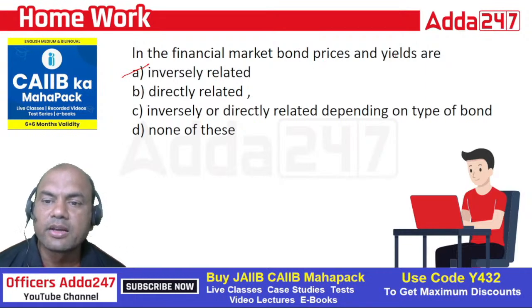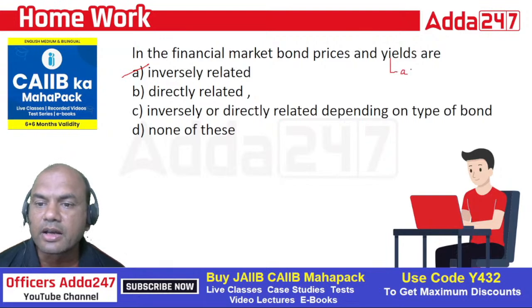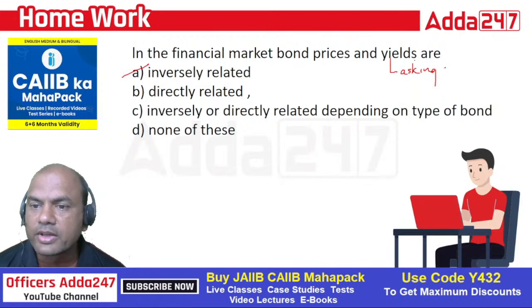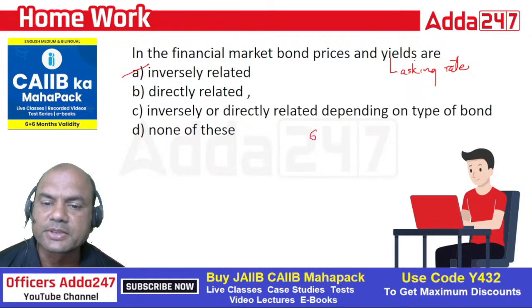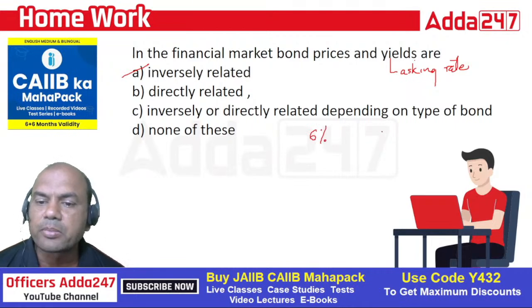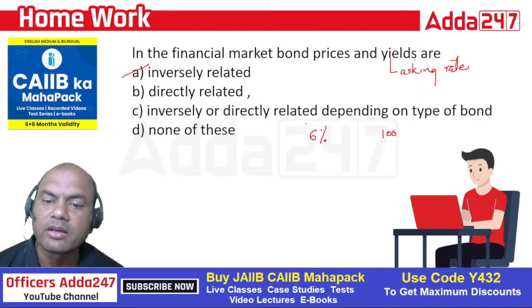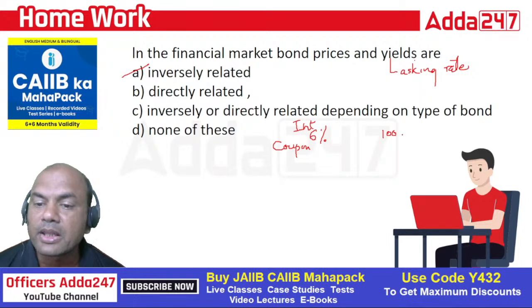As the yields go, what is yield? Yield means basically the asking rate, and prices are always inversely proportional to this. Give me an example. If the FD rate presently is at 6%, and let's say 100 people are coming to you. You are giving a coupon, means you are giving an interest of 6% on this. We'll call this in terms of bond coupon. So you are giving a coupon of 6% and 100 people are interested in that FD.